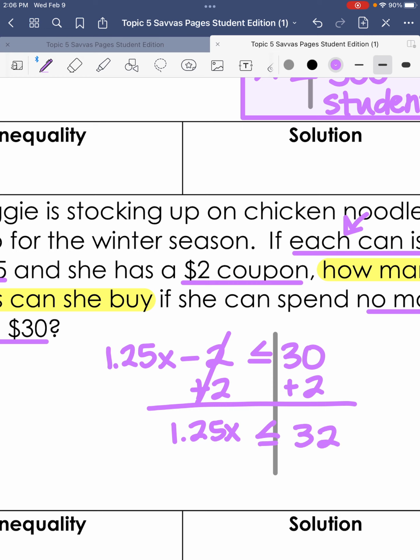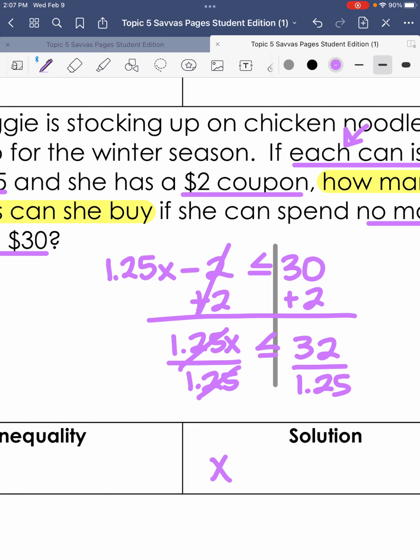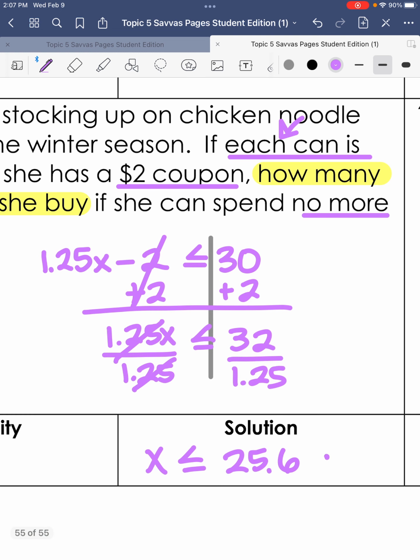Now, how is 1.25 connected to x? Well, it's connected to x through multiplication. So how do I undo that? With division. So I'm dividing by 1.25 on both sides. Okay, so on the side with the x, the 1.25's cancel out, and x is by itself. Did dividing by 1.25 make me change my symbol? No, I was dividing by a positive, so it stays the same. Now on the other side, I've got 32 divided by 1.25. And when I put that into my calculator, I get 25.6. So x is less than or equal to 25.6 cans, right?